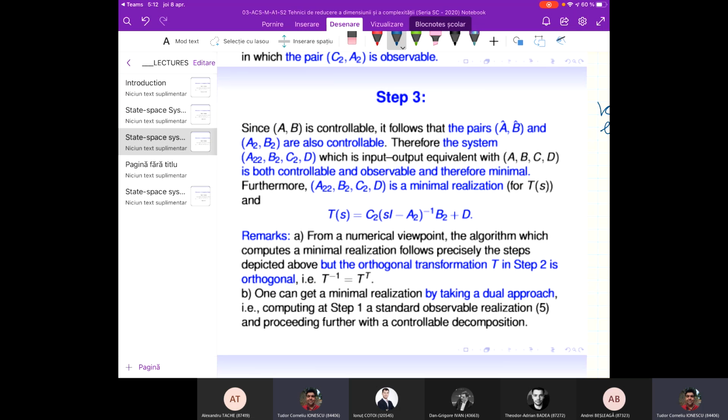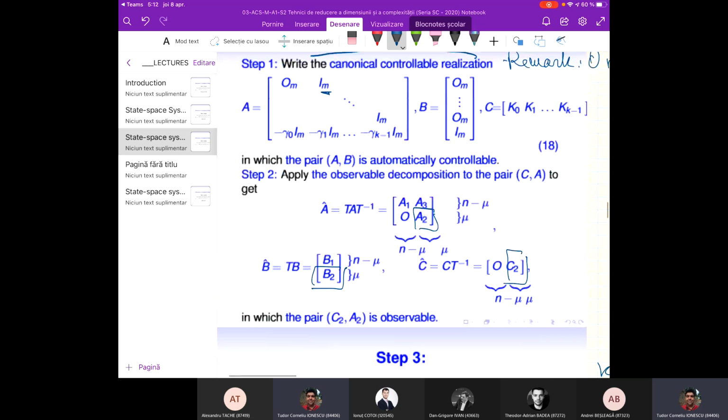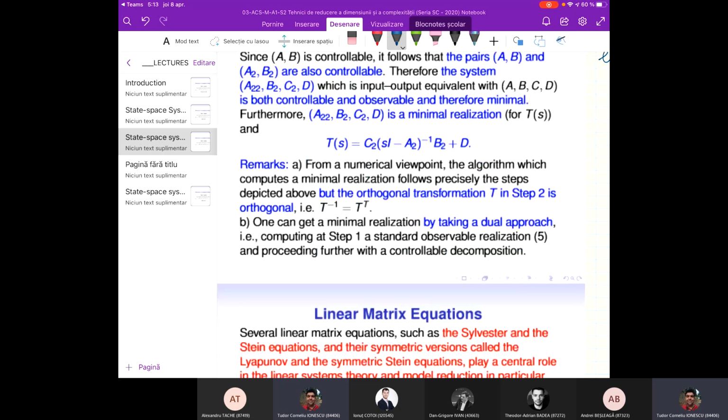Of course, we have to make some comments with respect to the numerical issues of such techniques. First of all, from a numerical point of view, the algorithm to compute a minimal realization follows precisely the steps of this algorithm. However, the T transformation here is usually an orthogonal transformation, even orthonormal, because they are much better to use. We know that in numerics whatever is orthogonal is very good because it's easier to compute the inverse and to determine the matrix T.